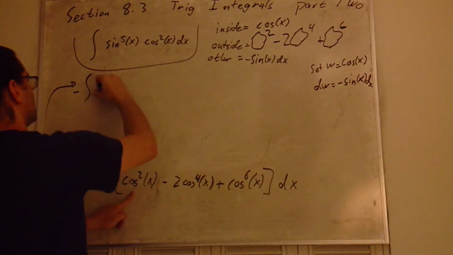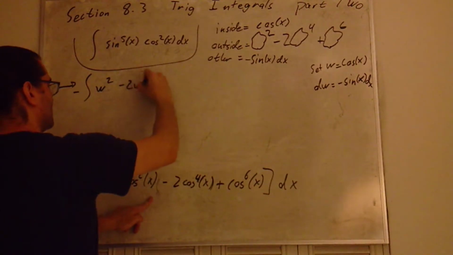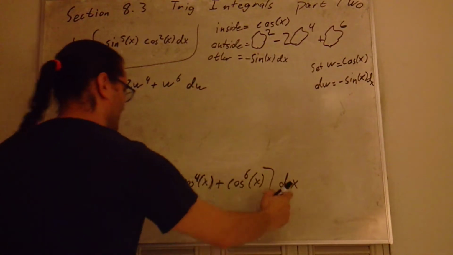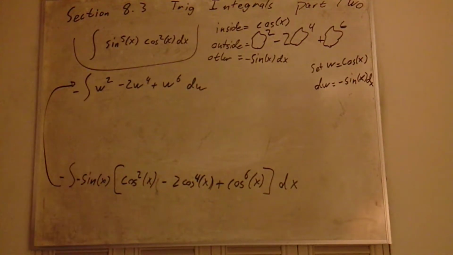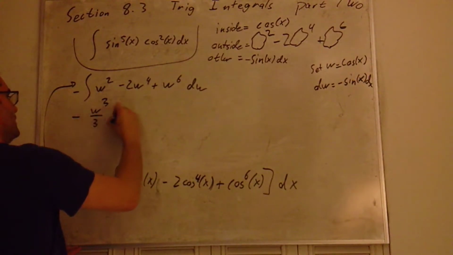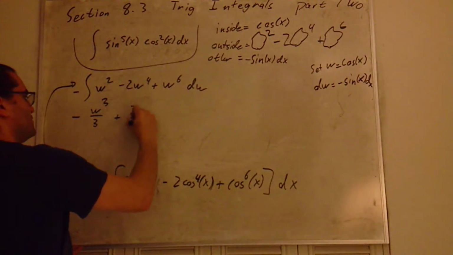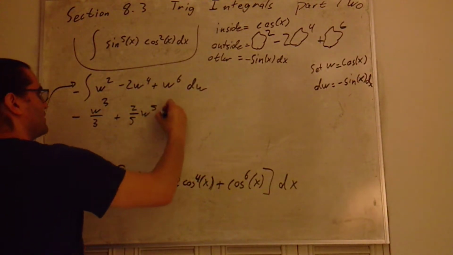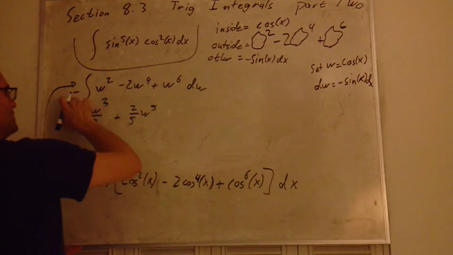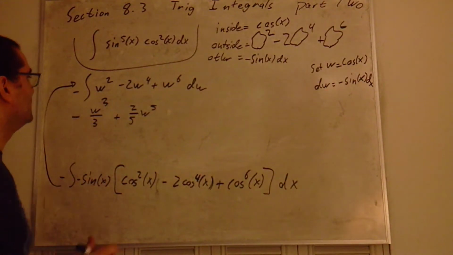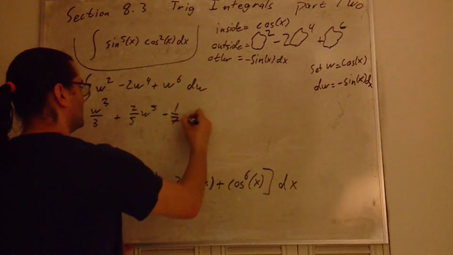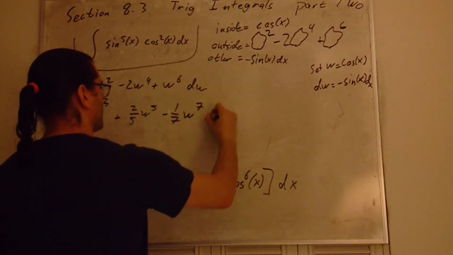This is w squared minus 2w to the 4th plus w to the 6th. And there's my dw. This is a very easy integral. It's negative w cubed over 3 plus 2/5 w to the 5th minus, I'm trying to distribute this negative sign while I also do the integral. Maybe I should have done that in 2 steps. Too late now, I'm committed. Minus 1/7 w to the 7th plus c.